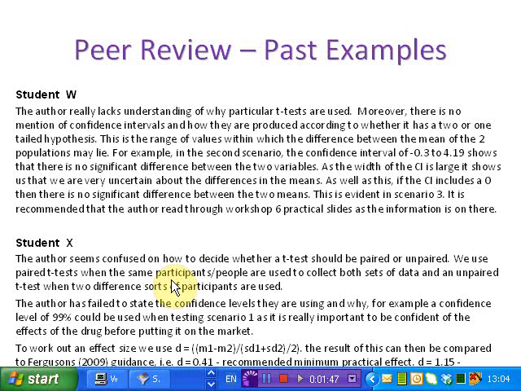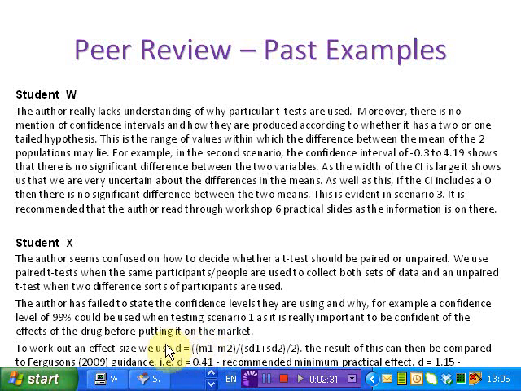Second student here, we have a case again where the student has identified a problem. Here, the student under review has failed to state the confidence levels they're using and why. They should use a 99% level, and the reviewer gives an explanation: it's really important to be confident of the effects of a drug before putting it on the market, for example. And again, gives another example, an explanation for the effect size.